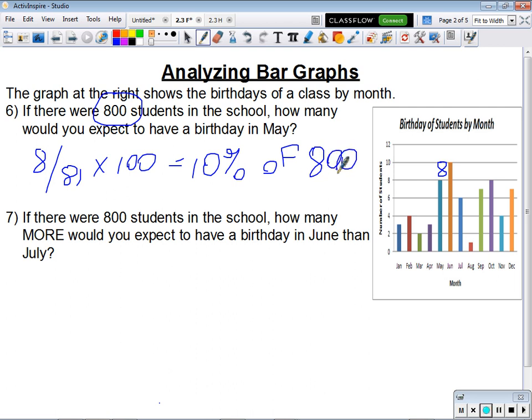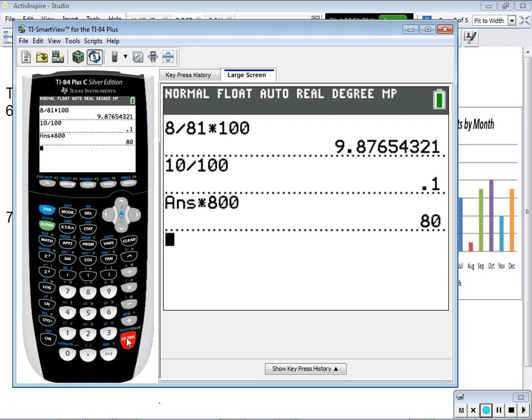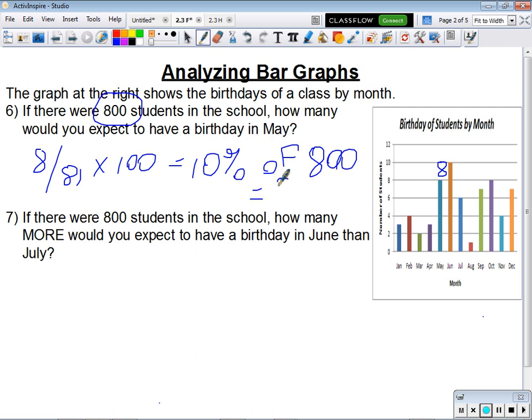So this is what we talked about previously with bar graphs. So when I do 10% of 800, I'm going to basically take 10%, I'm going to convert it to a decimal, so I'm going to do 10 divided by 100, right? So I get 0.10, and then times 800 would be 80 students. So we would say that if there were 800 students, we would expect 80 of them to have a birthday in May, based on the bar graph that we have over here. So that was number 6.